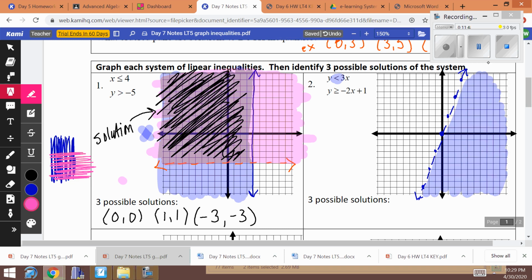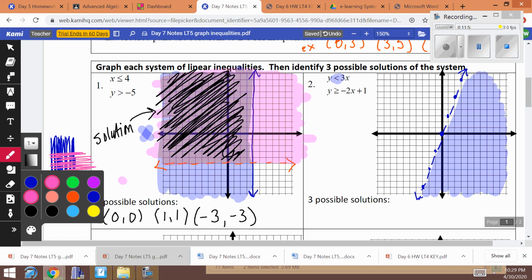All right, let's graph our other one here. So I'm going to start up at +1. Oh, I'm still on inequalities here. Hold on. I'm going to start up at +1 and -2 slope. Same in the other direction. This one is solid.